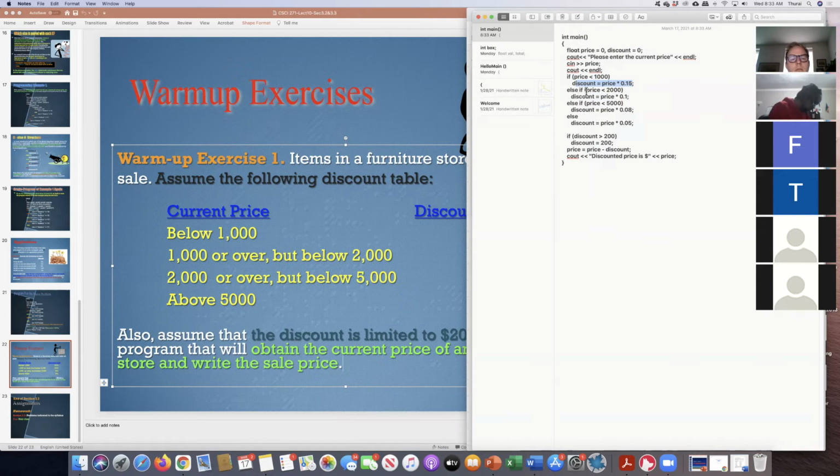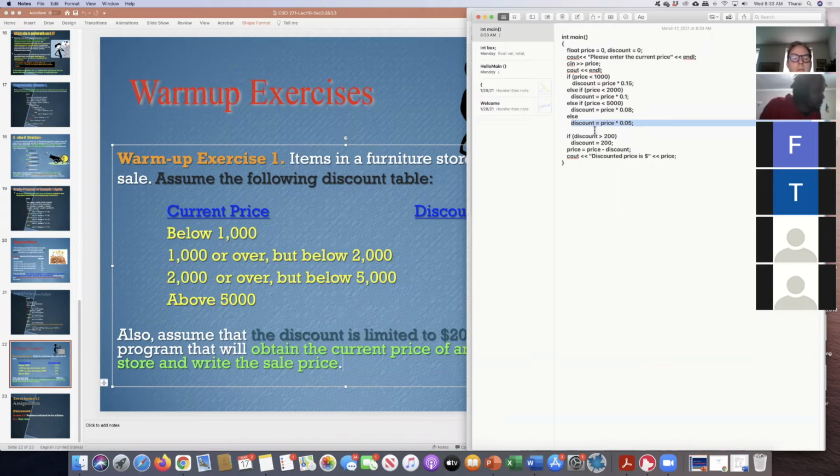And then else if price less than 2,000. That is the correct way. You don't need to compare against 1,000 again. Only when price is over 1,000, it'll come to the else part. And there you only need to compare against 2,000. So if it is under 2,000, 10% discount. Otherwise, if it is under 5,000, 8%. Otherwise, just 5%. Okay, those numbers are right.